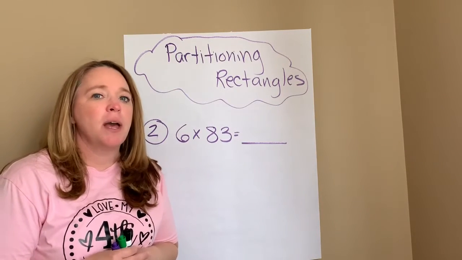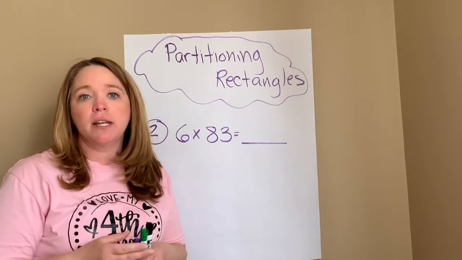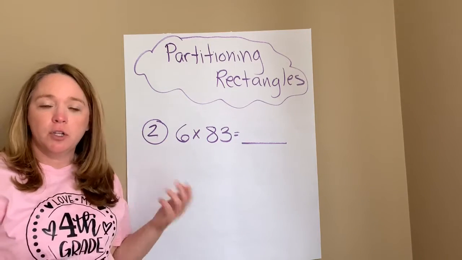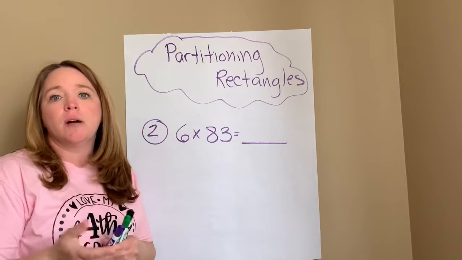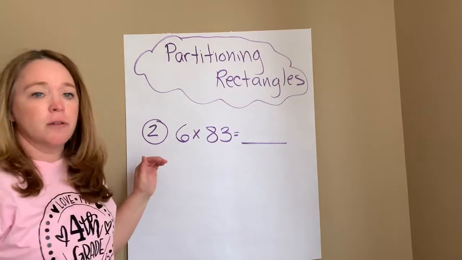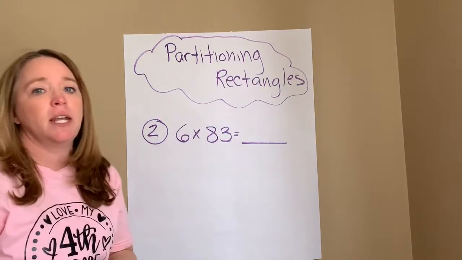Hi everybody. I noticed that some friends had some questions about our multiplication assignment, so I thought I would quickly show you some hints to help you get by the homework sheet. As you notice, if you look on your paper, the first problem is 6 times 83.